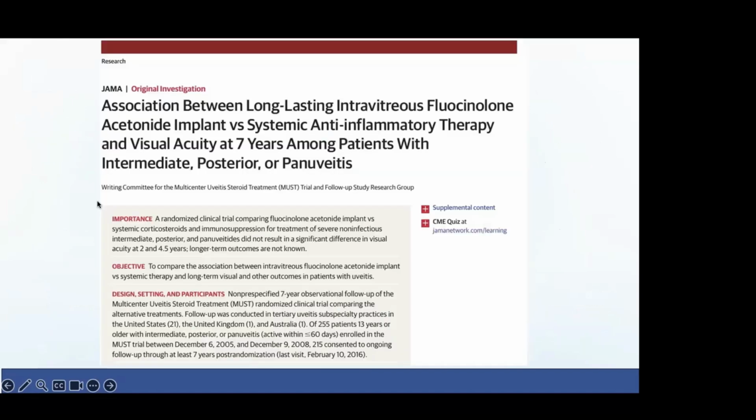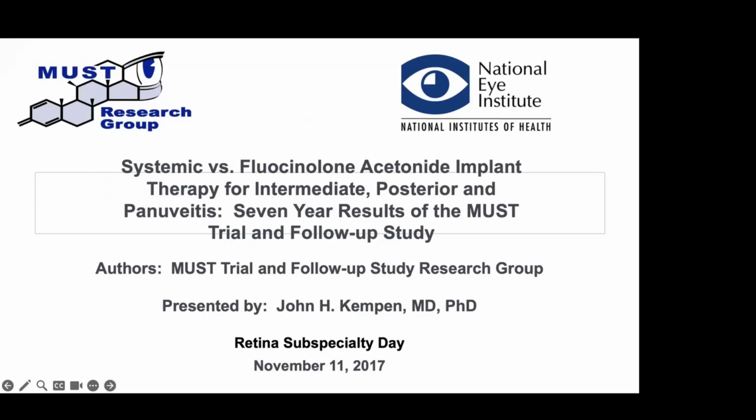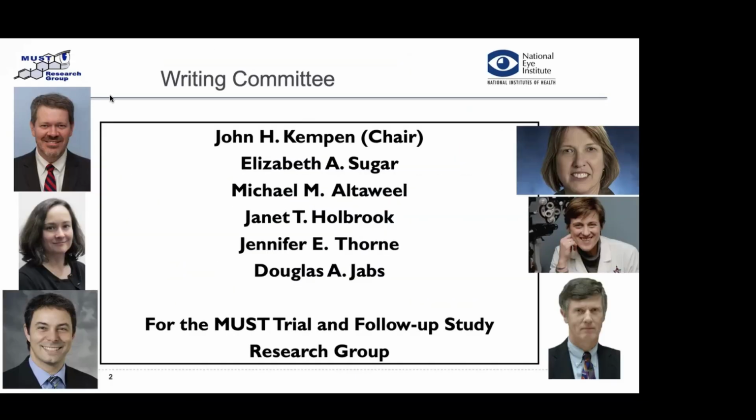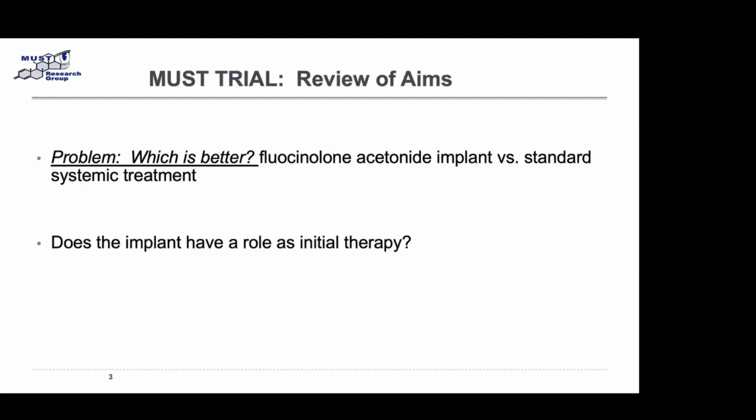So let me talk about the MUST trial. I'm going to give more slides on this because it's probably important. So acknowledging the executive committee leaders of this study. And this was to look at whether the fluocinolone acetonide implant was superior. We hypothesized it would be superior to systemic rheumatological treatment. And if superior, would it have a role as initial therapy?